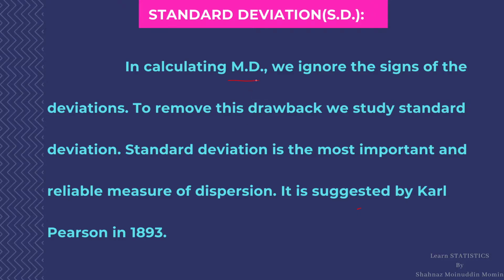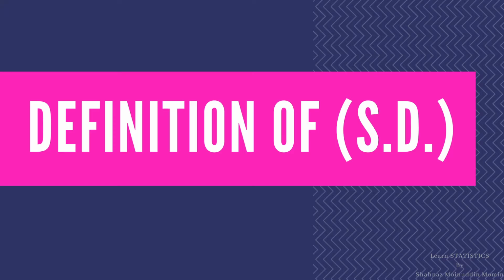Mean deviation depends on all the observations, but it calculates the absolute differences of the values from their average. Means it ignores the signs of deviations. Deviations means differences. To remove this drawback, we study standard deviation. Standard deviation is the most important and reliable measure of dispersion. It was suggested by Karl Pearson in 1893. So we shall first see the definition of standard deviation.